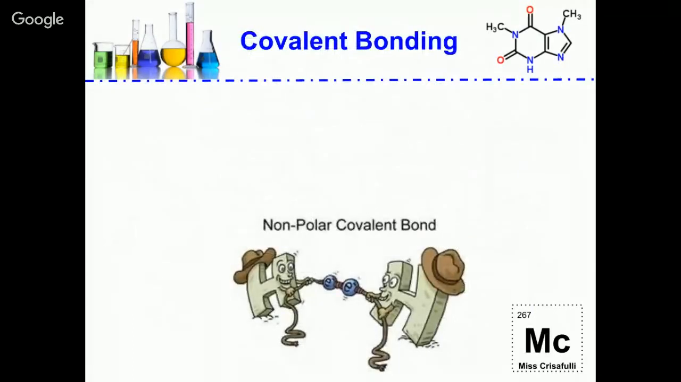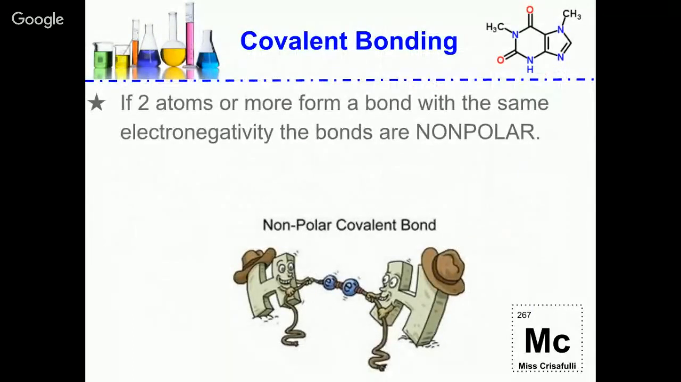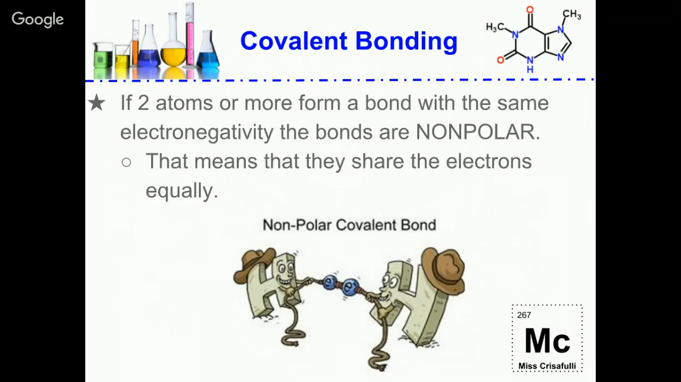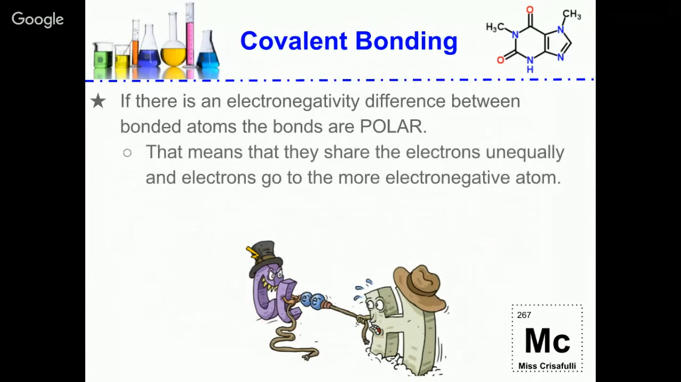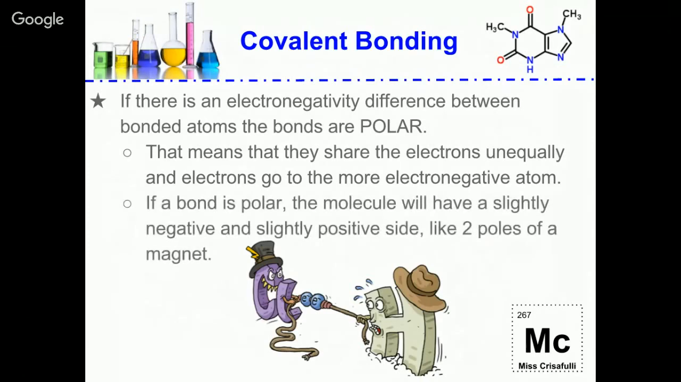So let's talk about covalent bonding. If two or more atoms form a bond with the same electronegativity, the bonds are considered nonpolar. And this means that there is going to be an equal sharing of electrons. If there's an electronegativity difference between the atoms, the bonds are going to be polar. This means that they share the electrons unequally, and the electrons are going to hover more around the electronegative atom. And if the bond is polar, the molecule will have a slightly negative and slightly positive side, like two poles of a magnet.